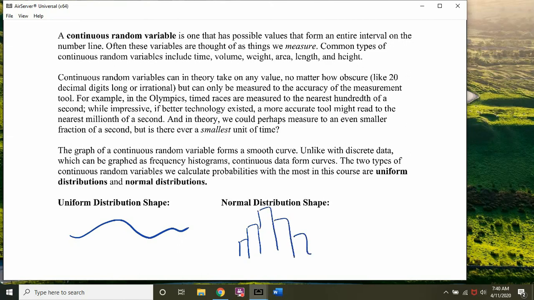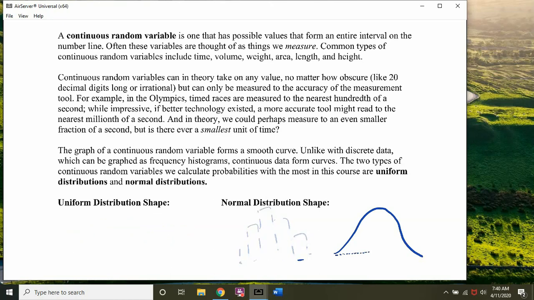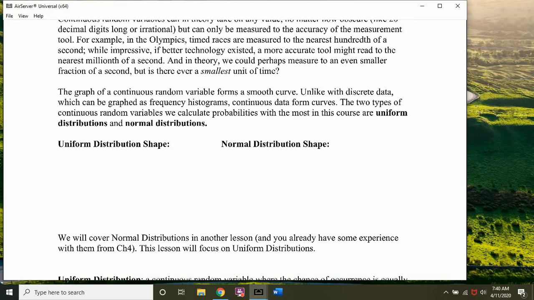whereas for continuous data, we might get a shape that looks more like this because we're measuring it over tiny, tiny intervals of time versus over groups of intervals, okay? So really, all you have to know about this is if we're dealing with continuous data, we get a graph that forms a smooth curve, okay? The two types of continuous random variables that we look at probabilities with the most in this course are uniform distributions and normal distributions. Okay.